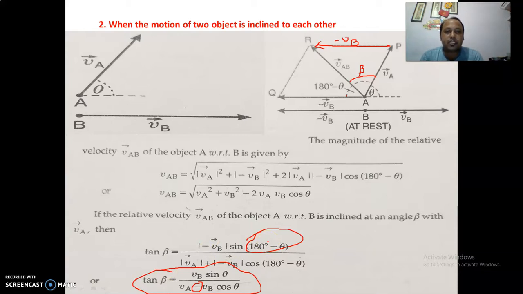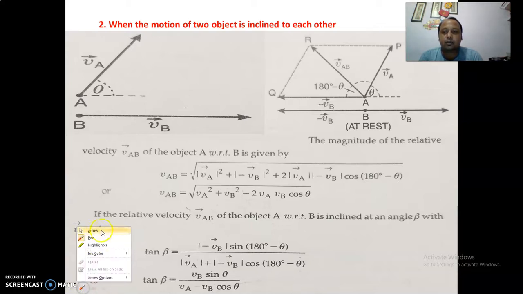So the relative velocity of A with respect to B, in case A and B are moving in different directions, is given by the formula here. The magnitude is given by root over VA square plus VB square minus 2 VA VB cos theta, and the direction will be given by beta, which is tangent inverse VB sin theta divided by VA minus VB cos theta. So I hope that this is very clear to you.